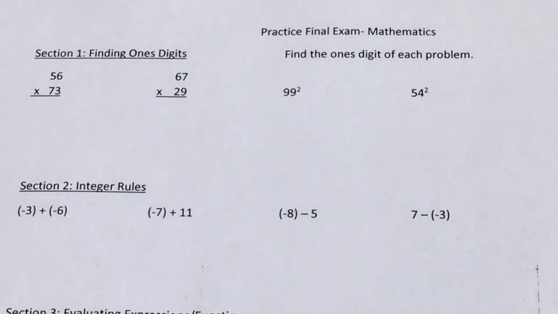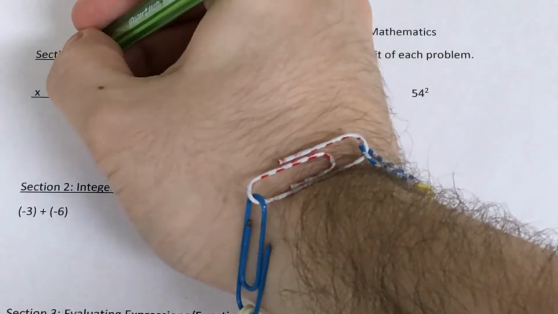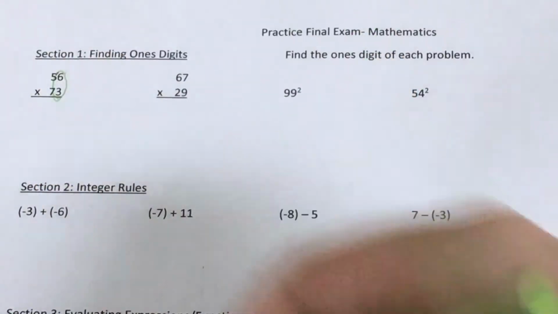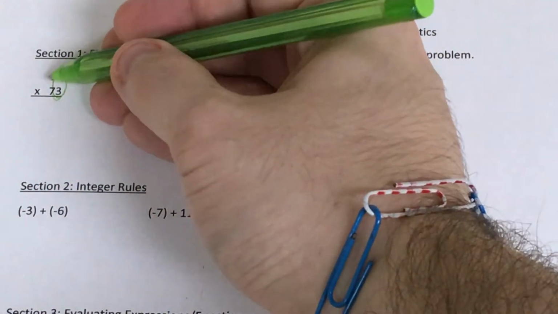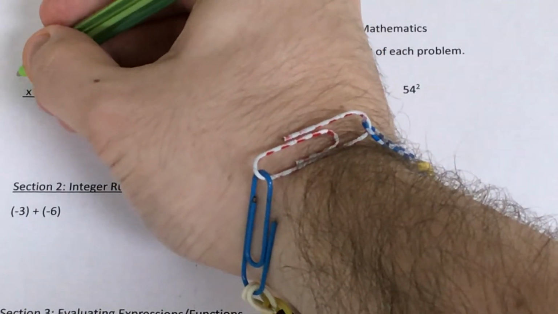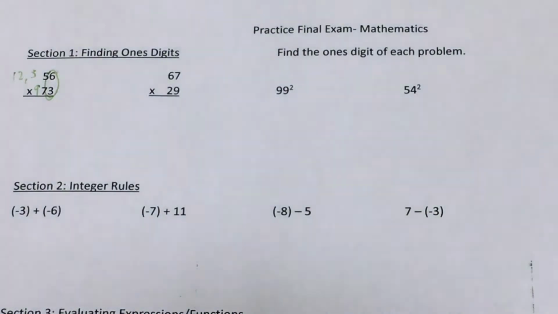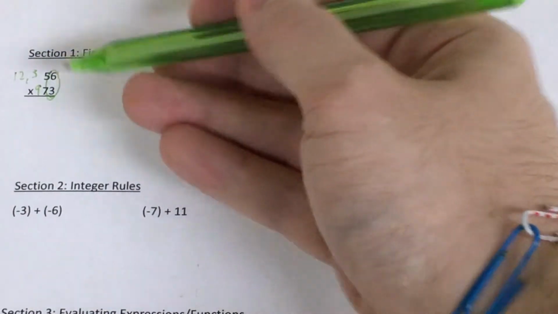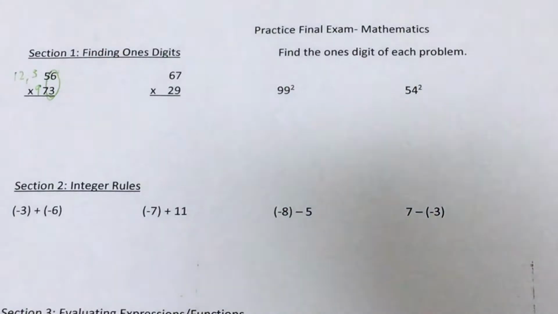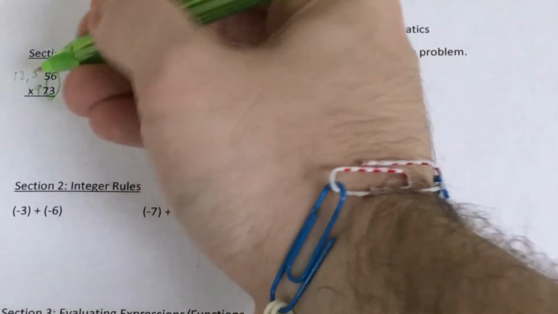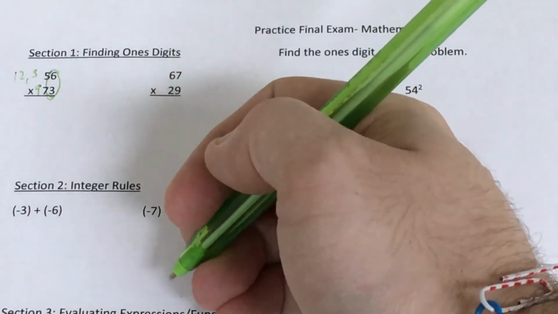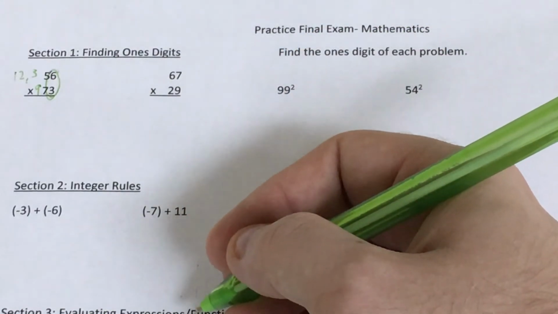Section 1 deals with finding the ones digit of a multiplication problem. Now the trick with these is that if we want to find the ones digit of the product, we just have to look at the ones digits of the factors and ignore everything else. So whether this is 56 times 73 or 12,356 times 973, all we're doing is looking at the ones digits of our factors to find the ones digit of our product. So 6 times 3, that's what we're going to be multiplying. That's the one particular multiplication that's going to lead us to the answer.